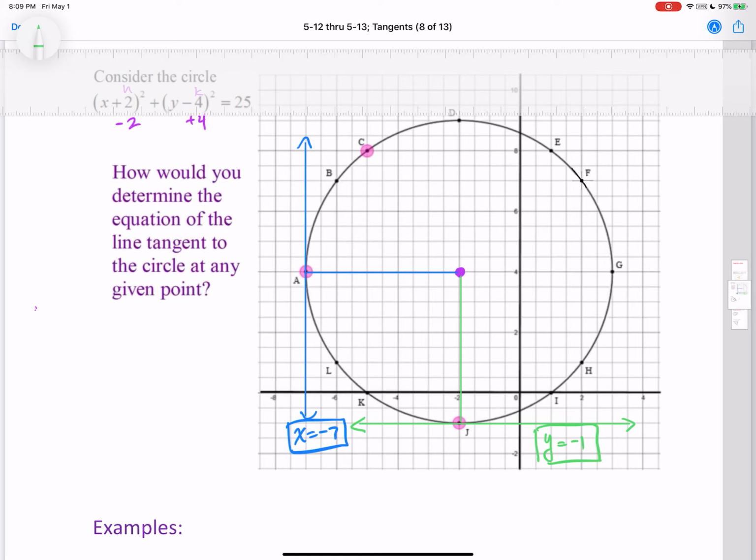So that's vertical and horizontal lines. If we have a vertical line, it's going to be x equals some number, and if we have a horizontal line, it's going to be y equals some number.